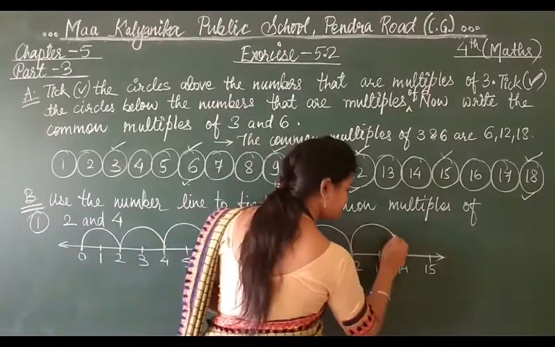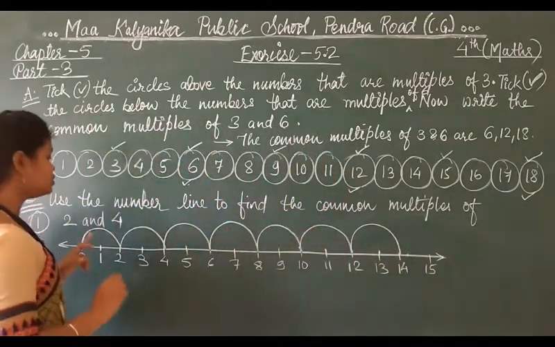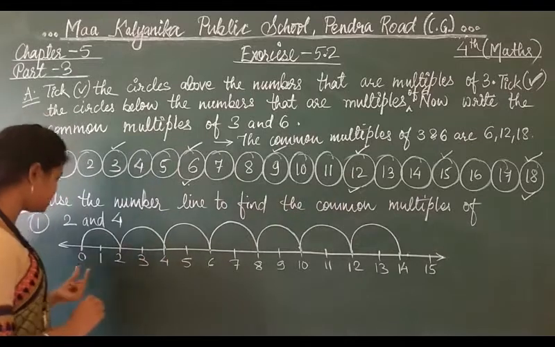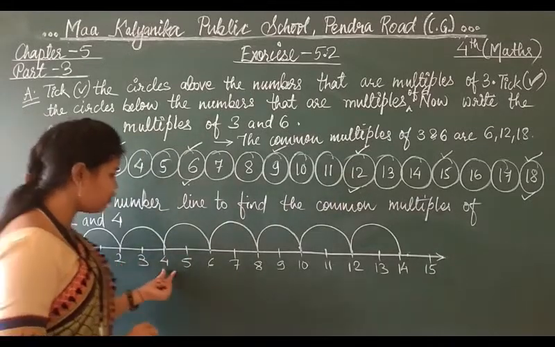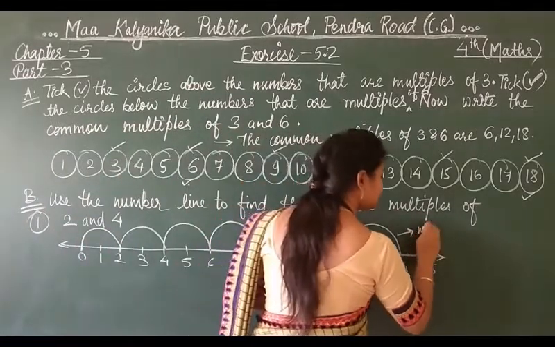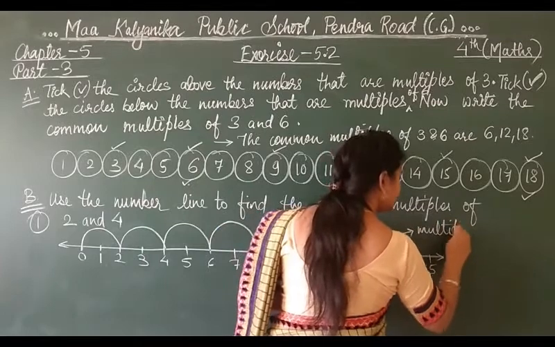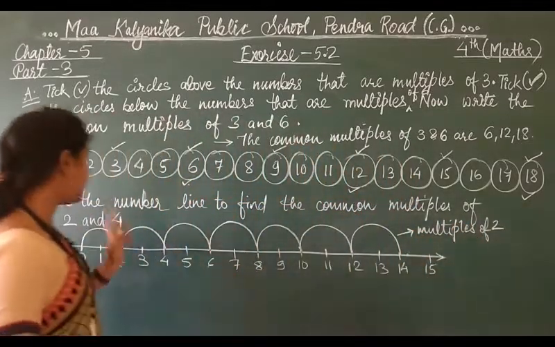1 and 2 is not there. So simply up to 14. So these are the multiples which I am jumping. So 0 is not counted, so starting from 2: 2, 4, 6, 8, 10 and 12. So these all are the multiples of 2. Okay. So now the next number is 4.